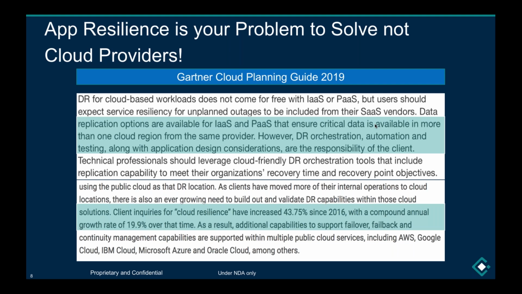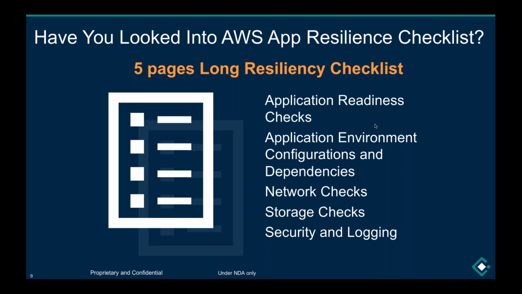But typically, when you lift and shift your application, the first landing place is one particular zone within a particular region. And you have to be careful in terms of how you architect your application going forward, even if you're modernizing it. So if you check out the AWS Well-Architected framework, there are about 5 pages worth of application resiliency checklist. That covers multiple components around application readiness checks. The important part is that you have to make sure that your application environment configurations and dependencies are properly covered as well.